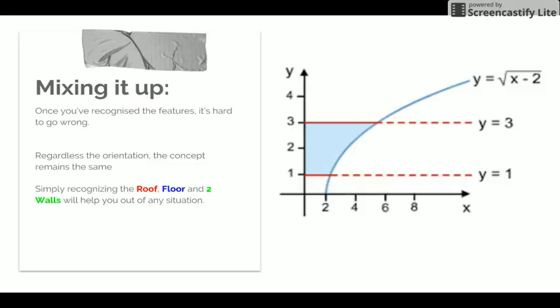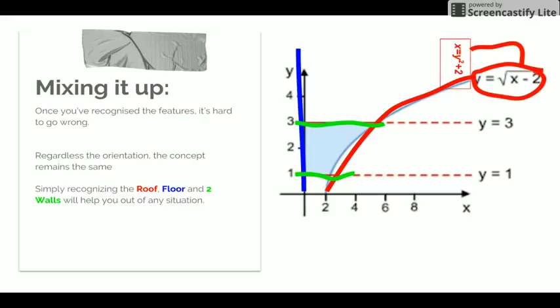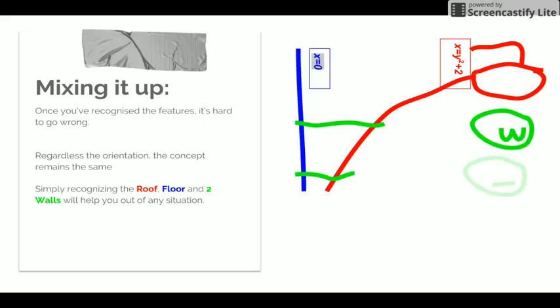And once you have embraced the concept, you can mix this up as much as you like and look at the area of the curve on the y-axis instead. This is your roof, that's your floor, and these are your two walls. By tilting your head 90 degrees to the right, you should be able to see the equation of the curve, equation of the floor, and don't forget that you have 1 and 3 as your upper and lower limits.